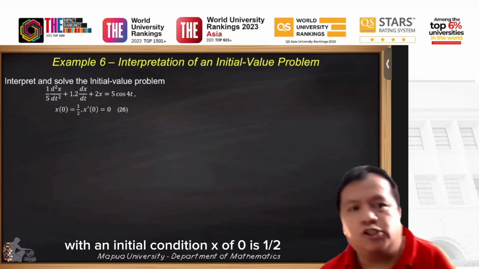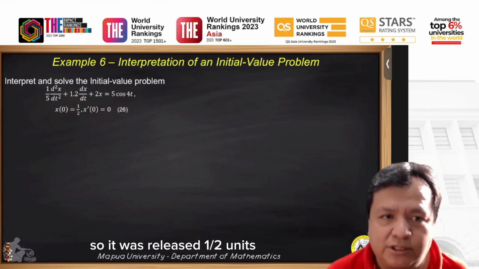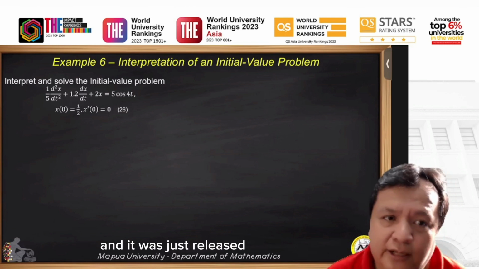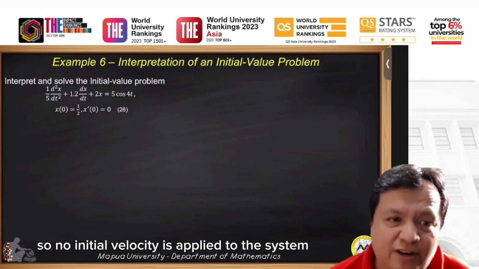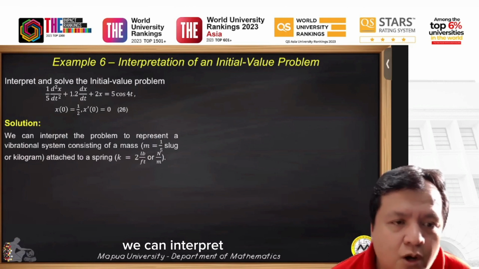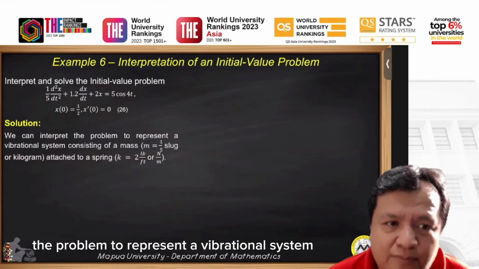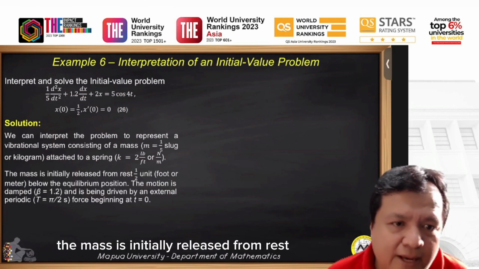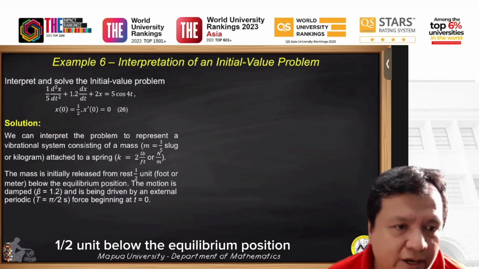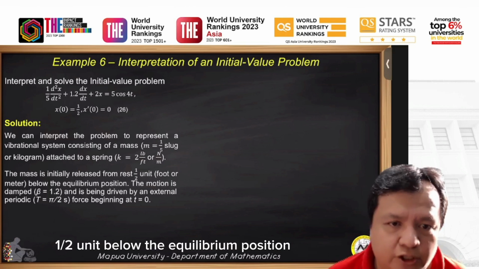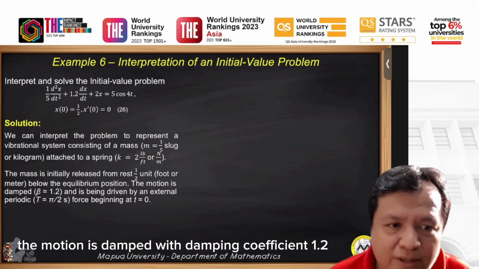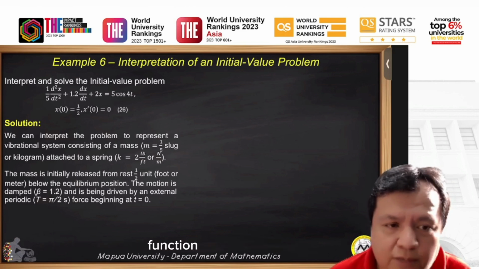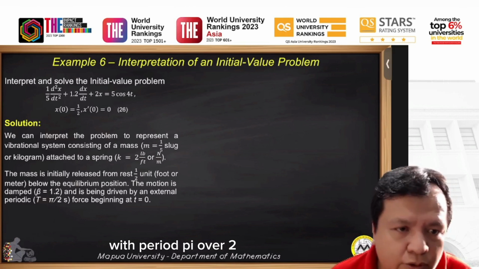With an initial condition, x of 0 is 1 half. So it was released 1 half unit below the equilibrium position and it was just released, so no initial velocity is applied to the system. We can interpret the problem to represent a vibrational system consisting of a mass attached to a spring. The mass is initially released from rest, 1 half unit below the equilibrium position. The motion is damped with damping coefficient 1.2 and is being driven by an external periodic function with period pi over 2.